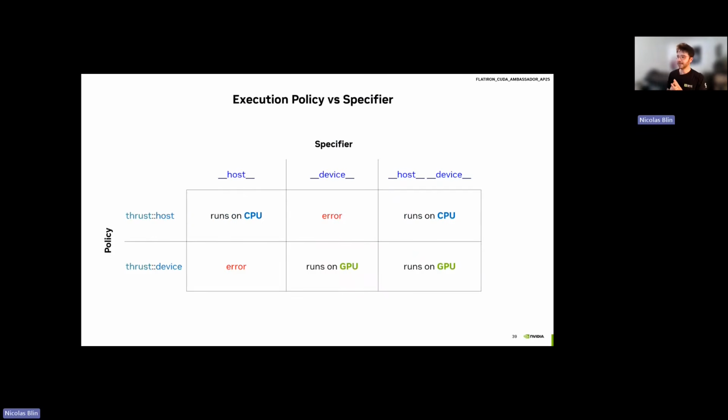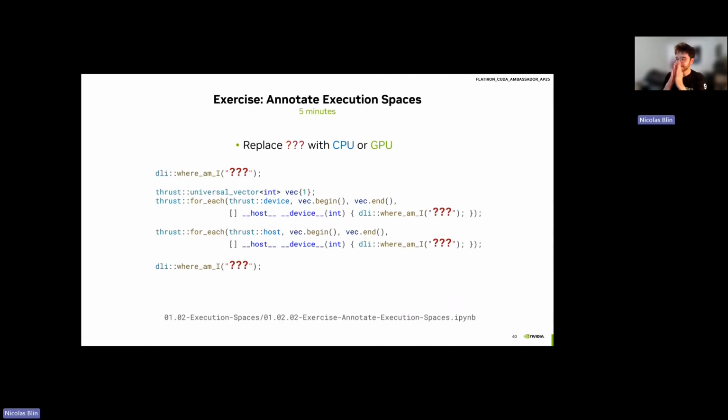So here you have a summary of what you can do. If you have put host and you call thrust::host, it will run on the CPU. If you have put device and you use thrust::device, it will run on the GPU. But if you do only host and run on device, or only device and run on host, you will get an error. But if you put both host and device, then the code can be run on either the CPU or the GPU directly. So enough talking. Now it's your turn to do some work.